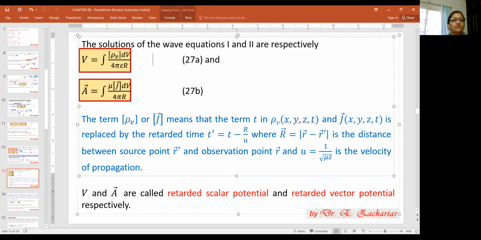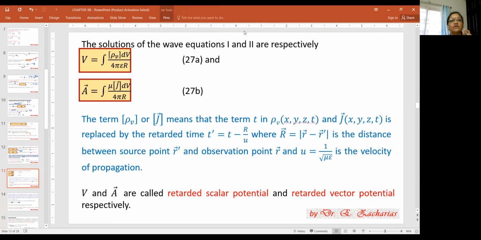Go straight away. So you have your V vector. You can see your scalar potential is written as the integral of rho v dv by 4 pi epsilon naught epsilon r. Now if you see the static, you won't find this square bracket. So that means the square bracket has some kind of significance. What is the significance of the square bracket?